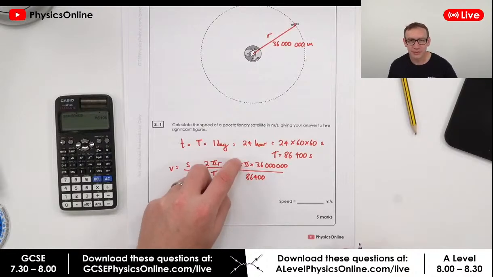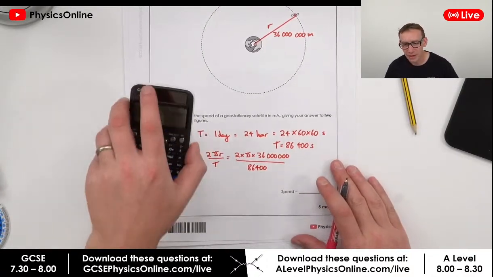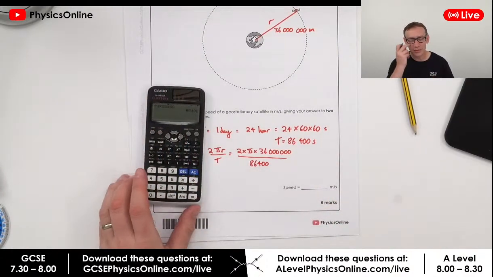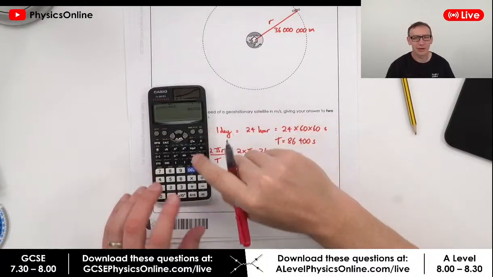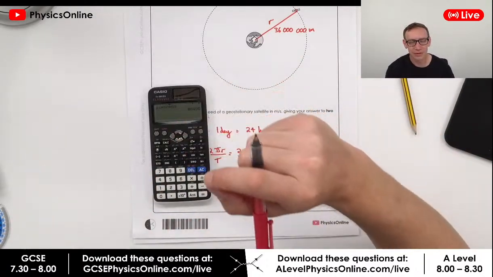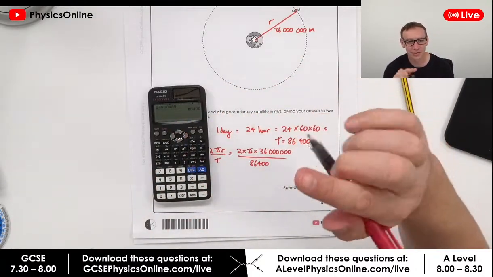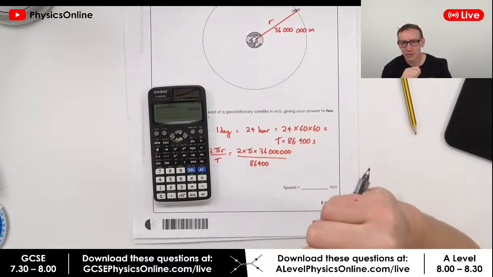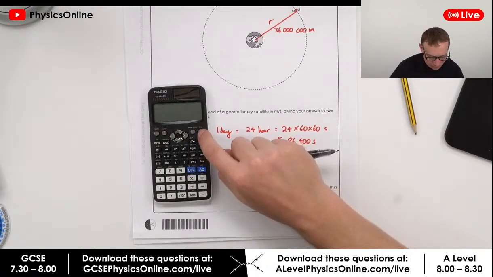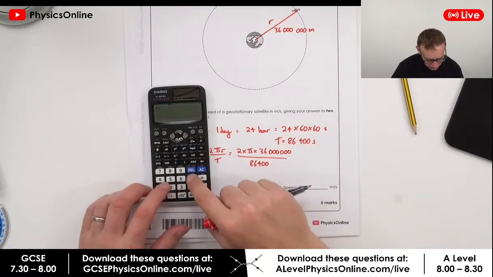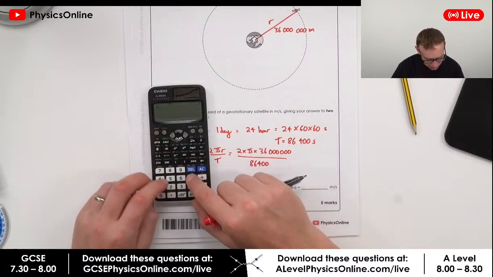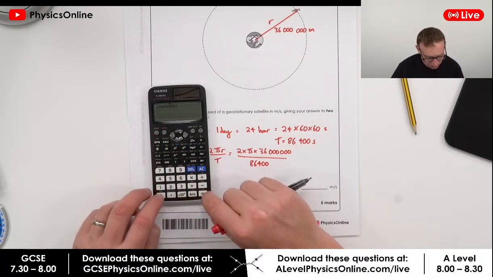So we've got a massive distance in a massive amount of time. And then all you need to do, and I would suggest everybody get your calculators out, not your phones, use your calculators from now on for every single calculation, so it's completely automatic. So we've got 2 times pi times 36 million.